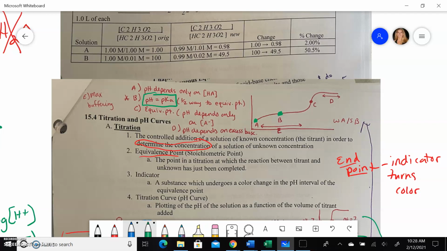Letter C is the vertical tangent, so this is the equivalence point. And at this point, the pH depends on the concentration of A minus. Once you get to D, so now we're up here in the base range, the pH depends on the excess base. And then a lot of times they ask you about when is the maximum buffering going to happen, and that's going to happen on this horizontal distance right here. So from like A to there is going to be the maximum buffering. So just make sure that you can label the different parts of that graph.